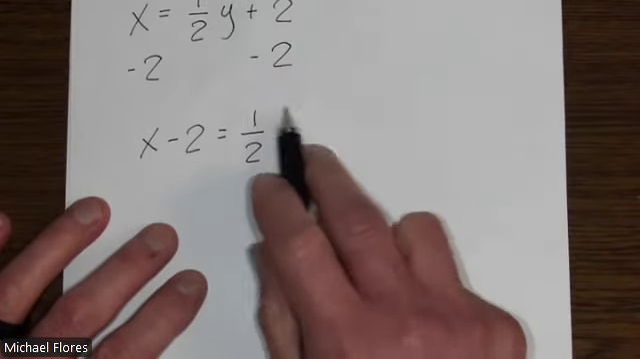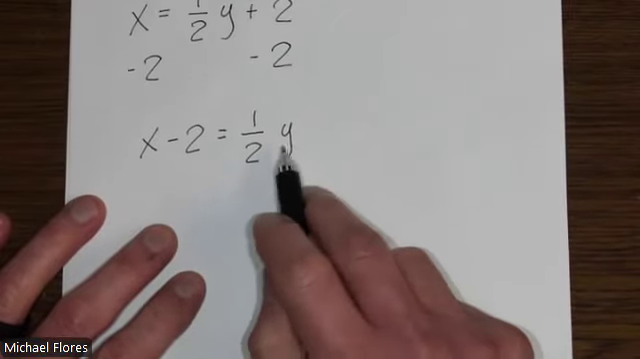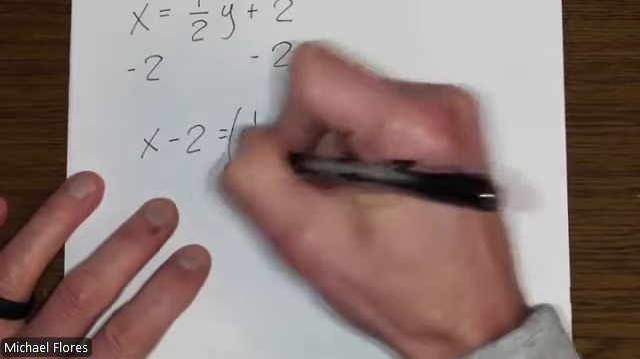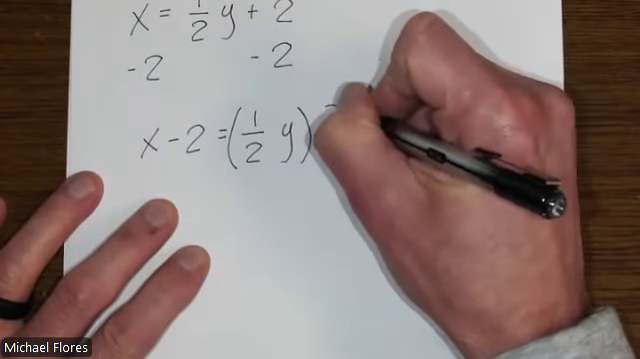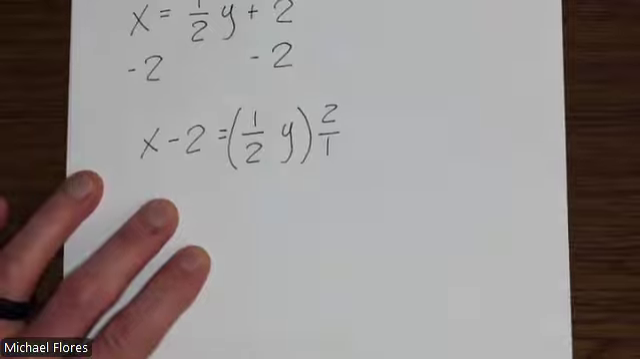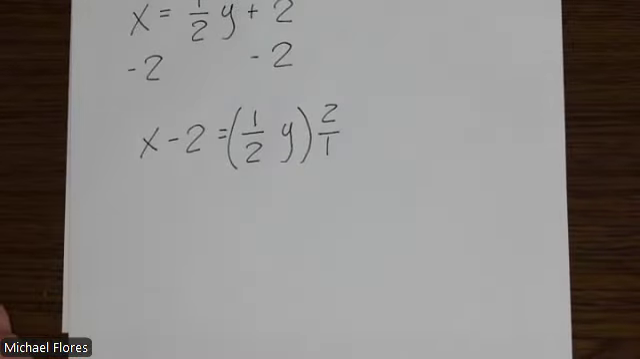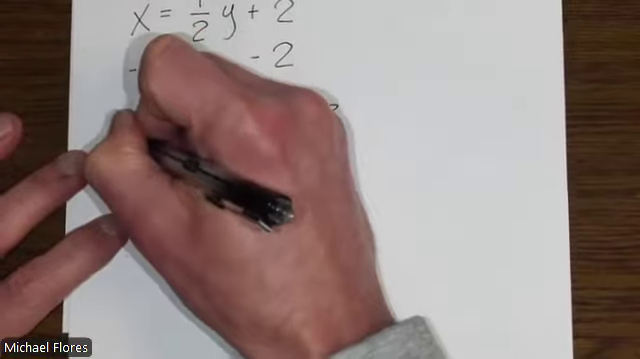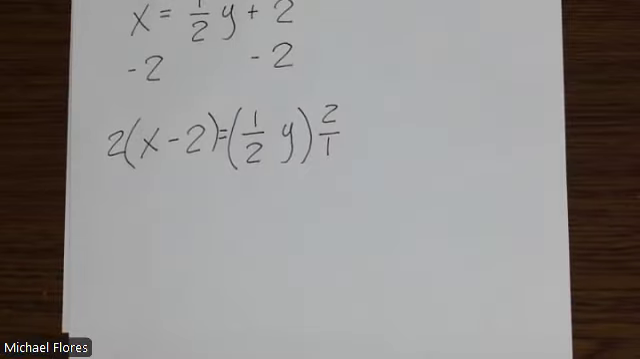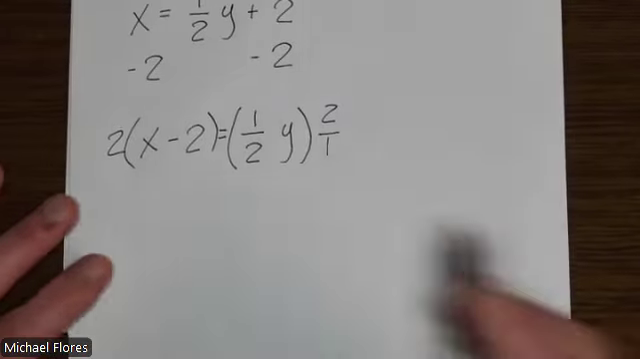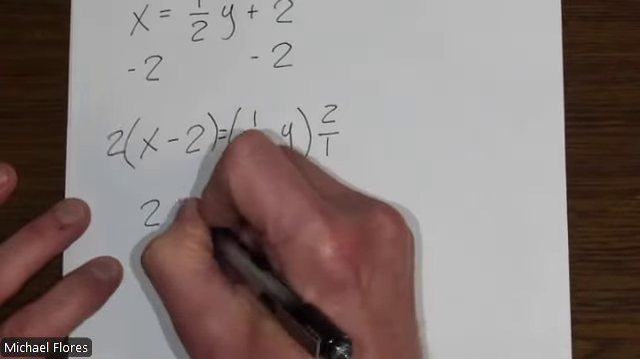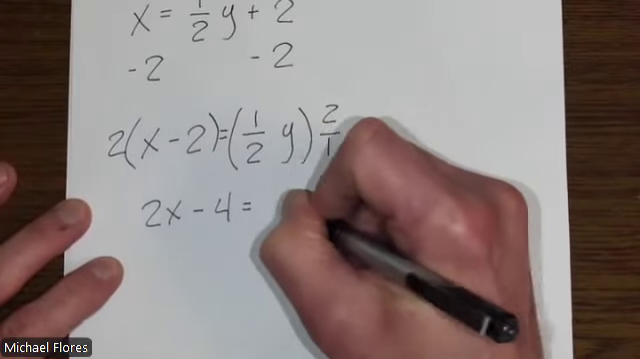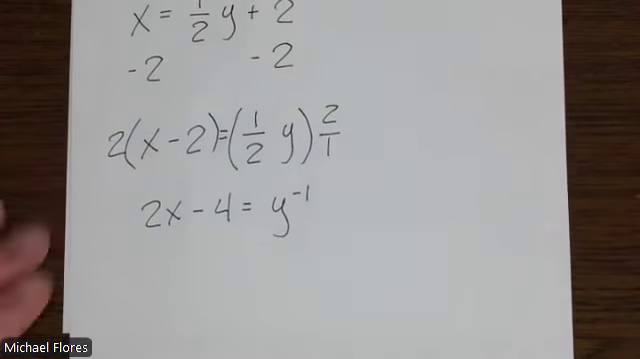Now over here on this portion of the equal sign, we have 1/2 times y. The best way to get rid of that is to multiply both sides of this equation by the reciprocal. The reciprocal of 1/2 is 2 over 1, or really just 2. So let me multiply this side by 2 also. Looks like we have some distribution that I need to do here. 2 times x is 2x. 2 times -2 is -4. And now we have found the inverse.